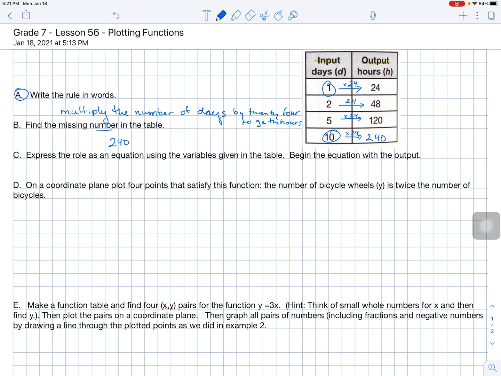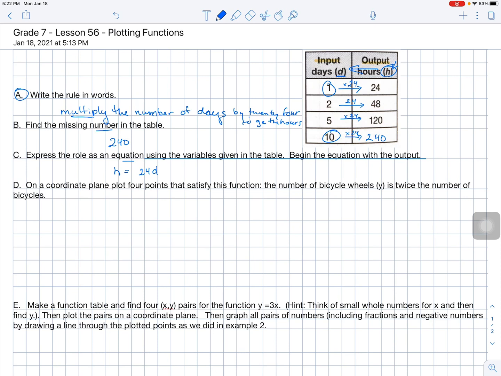All right, moving to C, express the rule as an equation using the variables given in the table. Begin with the output. So if you're going to write this as an equation, you're going to start with the output, which uses the letter H. So we write H equals. Well, what did we have to do? We learned we had to multiply by 24. So we grab our 24 times the number of days. So that's how you would write your function. You always start with your output and you go towards your input. What do we have to do to our input to get the output? Well, we have to multiply it by 24. So H equals 24D.